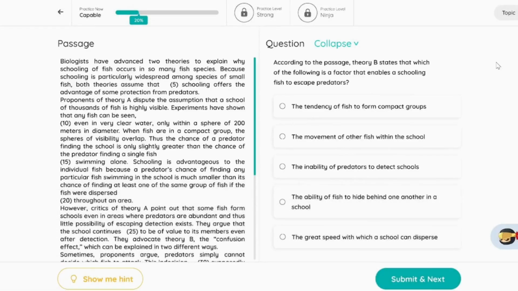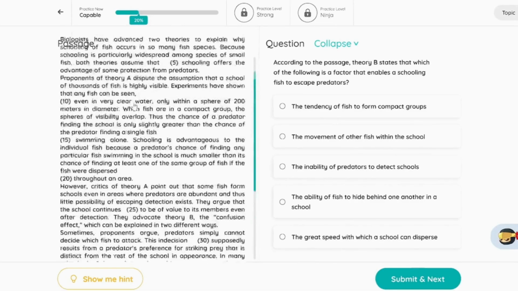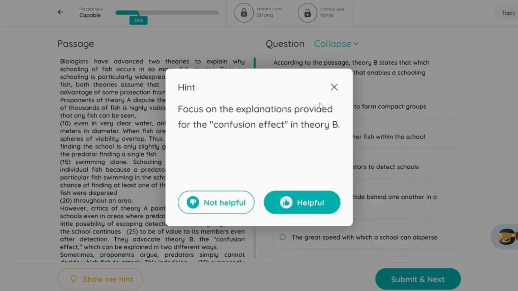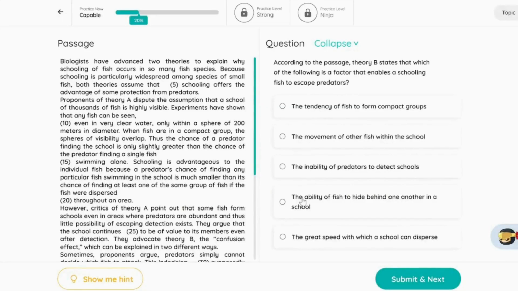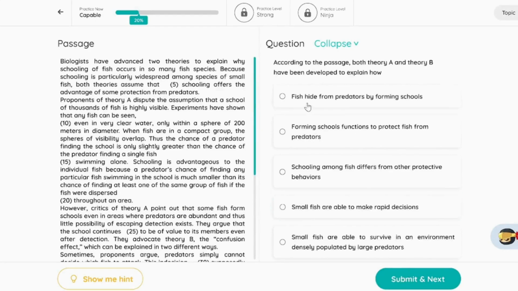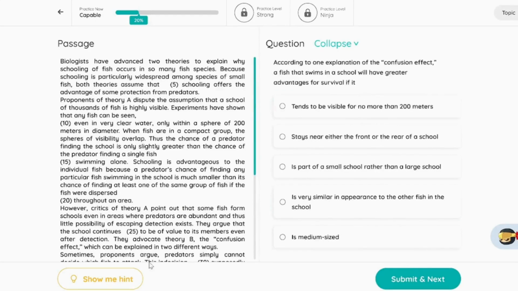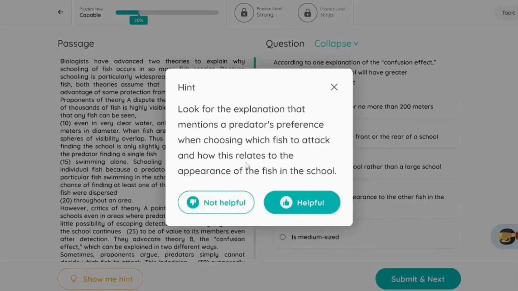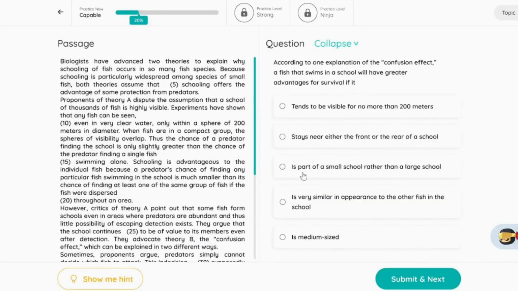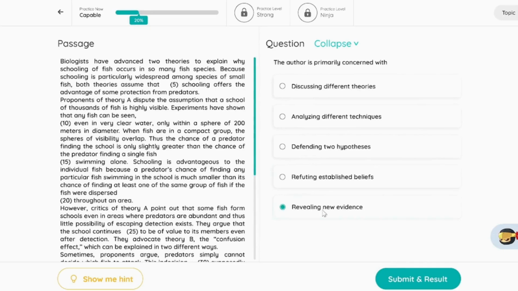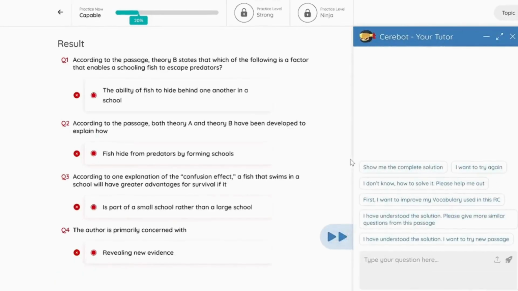Cerebry platform provides reading comprehension questions as well. The student can check the entire passage. They can also view the hint for each question. Student can answer and move to the next question. They can also check the hint at any point of time. Since I have answered everything incorrectly, Cerebot now provides a few options. I can check the entire solution by clicking on this button.